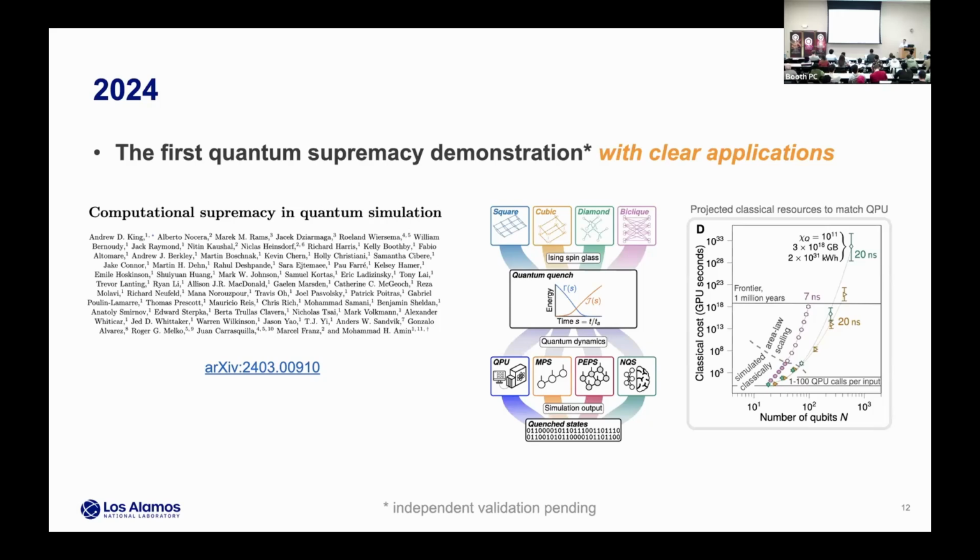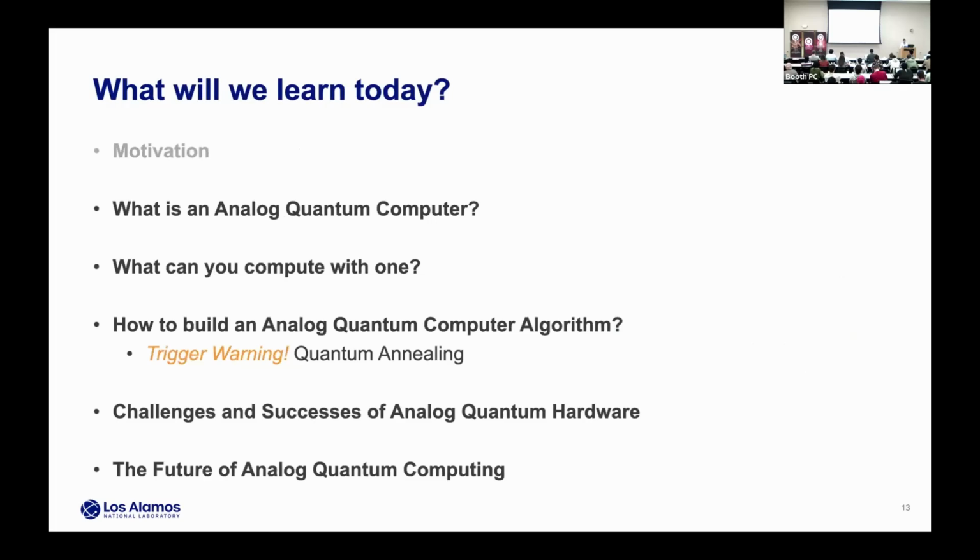But then we enter a regime where we just can't run it anymore. And they do that for all 3 or 4 of the methods that are down below. Okay. So what will we learn today?